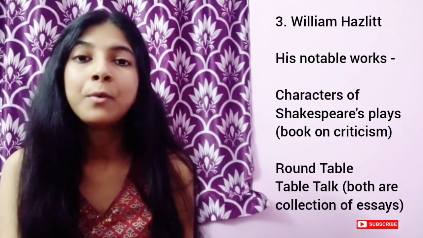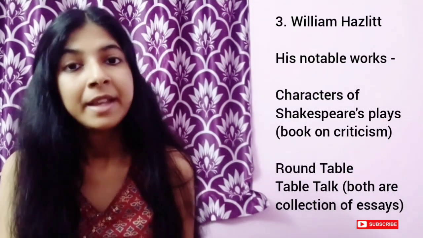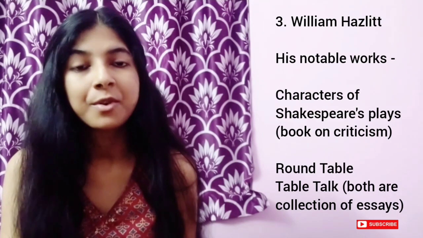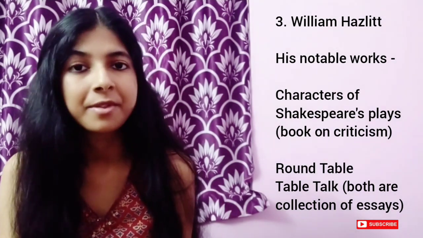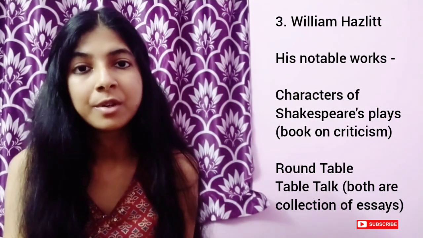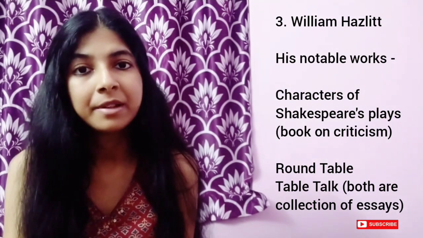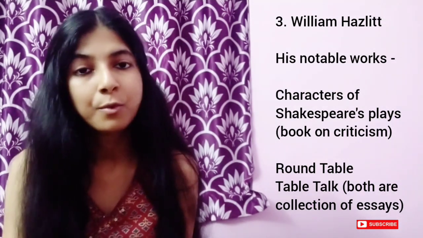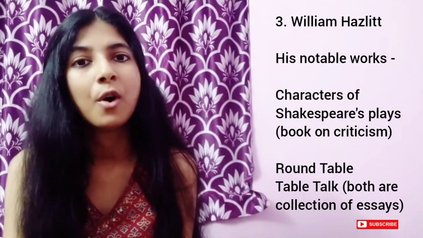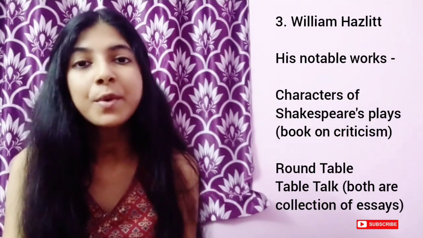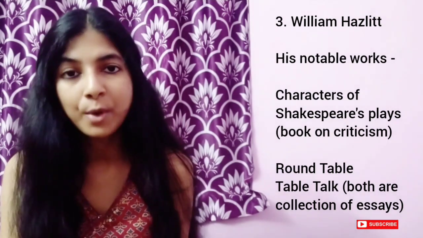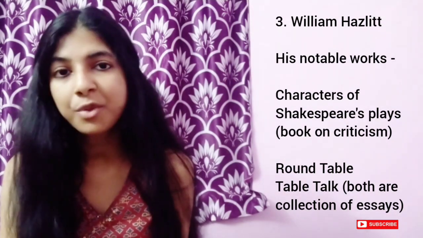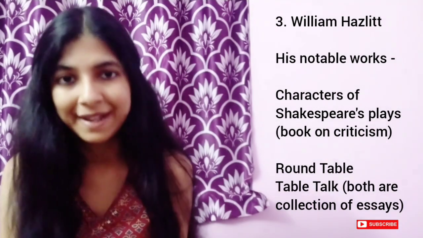Number 3. William Hazlitt. He has written Characters of Shakespear's Plays, which is a book on criticism. His other notable works are The Round Table and Table Talk, which are both collections of essays. So you can see that in the Romantic Age, we have talented poets, novelists, prose writers, and also playwrights.